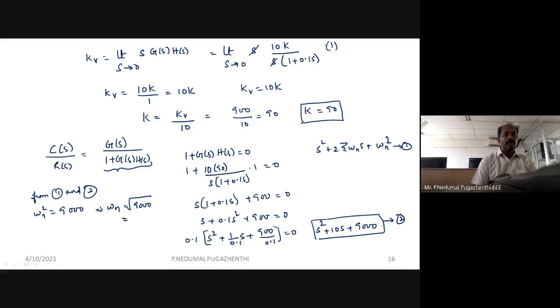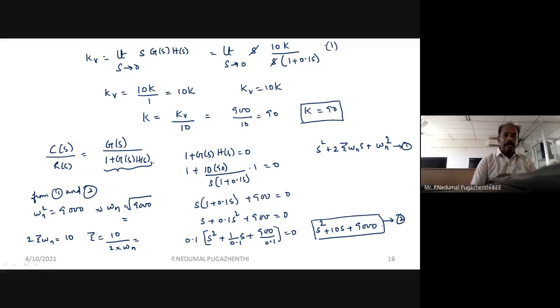Use your calculators and tell me. Also, 2 zeta omega n is equal to 10. Please tell me what will be the value of omega n. Use your calculators, please. Square root of 9000. Hello, make it fast. Okay, 94.87.